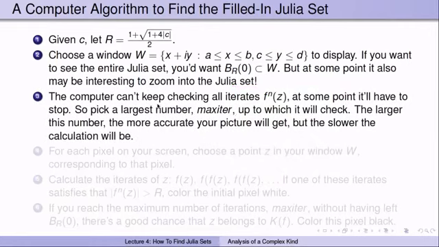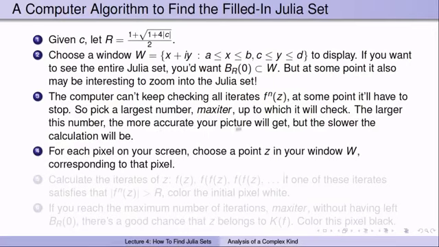The computer can't really check all iterates f^n of 0, so at some point it'll have to stop. So pick the largest number, a maximum number of iterations. You can start with 100, later on go up to 1,000. It depends on how fast your computer is. You can go to 10,000 even later on. So choose a maximum number of iterations up to which you want to check. The larger this number is, the more accurate your picture will get, but the slower the calculations will be. So start with something small while you're still developing your program.